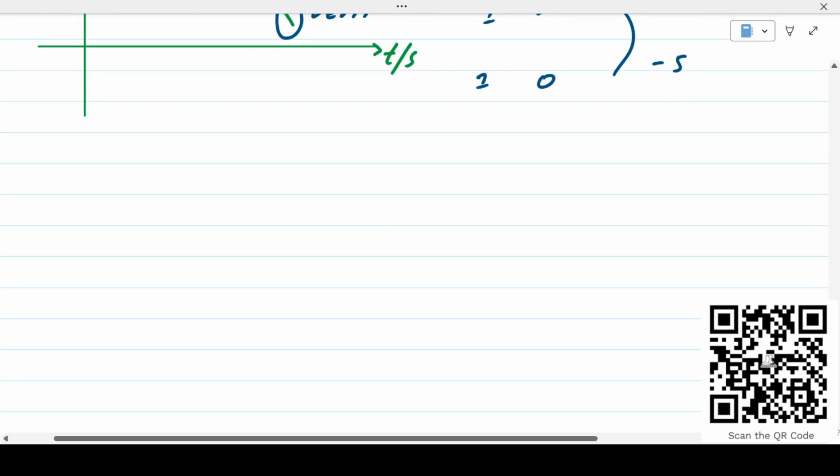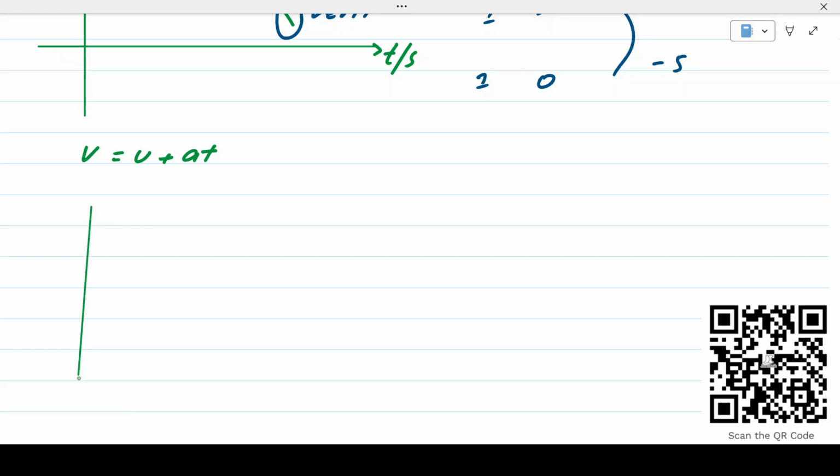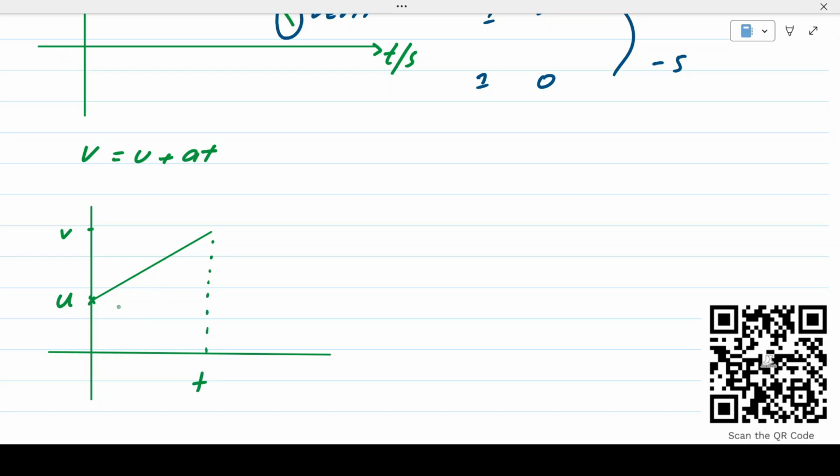Other than graphs, the next important thing in this chapter is equations. Their derivation is very important. This one is directly from the definition of acceleration, or you can derive it graphically also. You can say initial speed was u, final speed is v, and it took, let's say, t seconds to increase the velocity from u to v. The gradient will be equal to the acceleration.